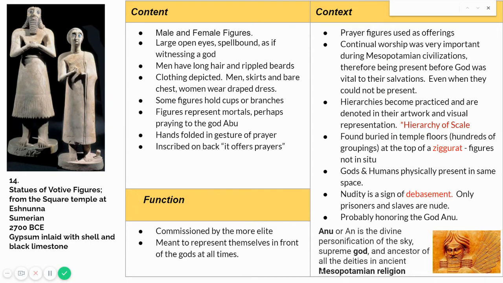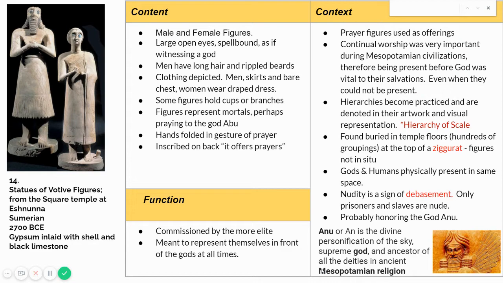These were found buried in temple floors. There were hundreds and hundreds of groupings of them at the top of a ziggurat. A ziggurat is a type of temple, a place of worship, something comparable to a church or an altar in a church. Gods and humans physically were present in the same space. This is what that represented. So again, as substitutes for the humans, this allowed mortals to be physically present in the same space as their god.